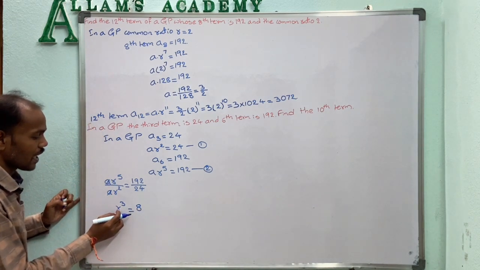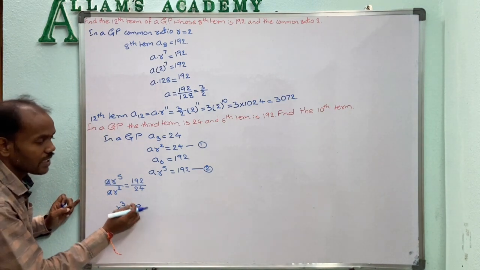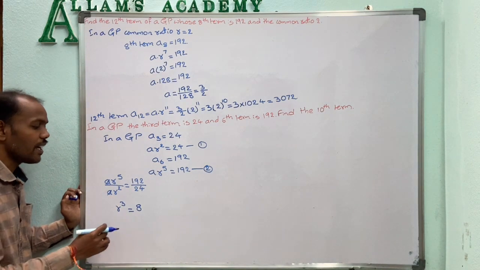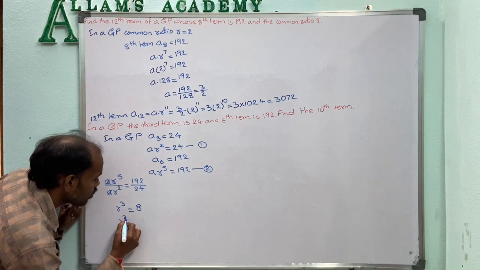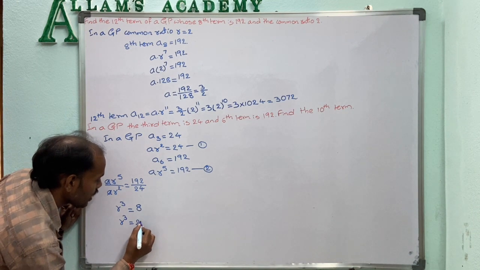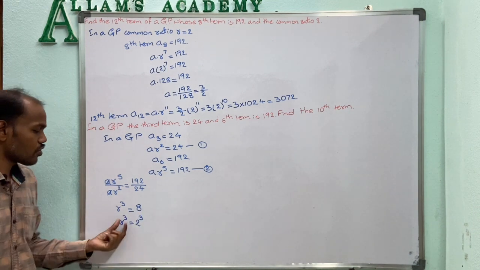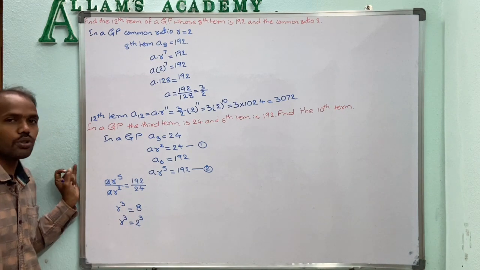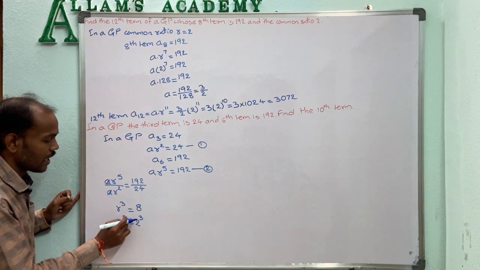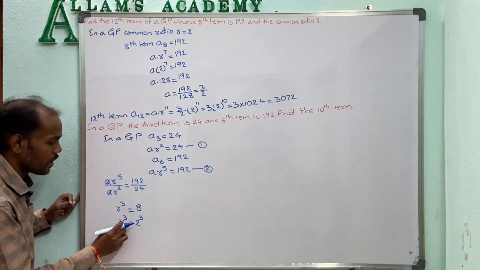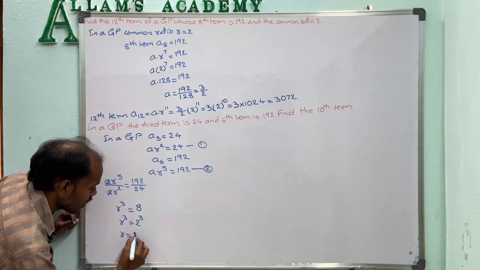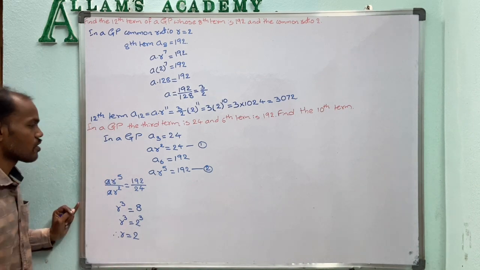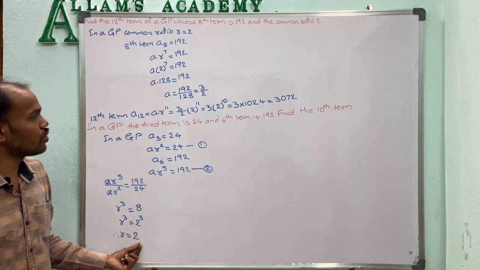So here we have r power 3, and 8 can be expressed as an exponent of 2: 2 into 2 into 2, that is 2 power 3. So r power 3 is equal to 2 power 3. Now the exponents are equal, so the bases are also equal, that means the common ratio r is 2. So the common ratio r equal to 2 we get.